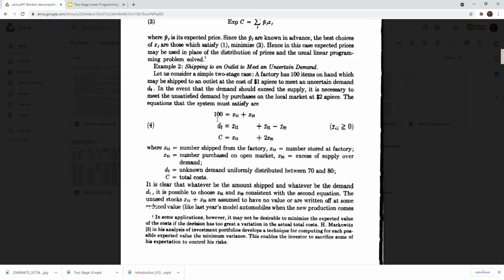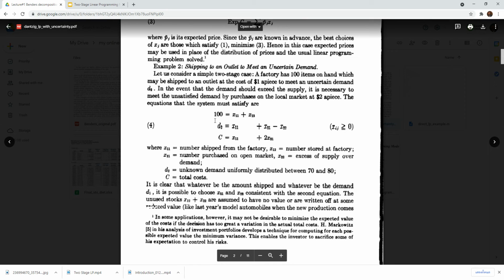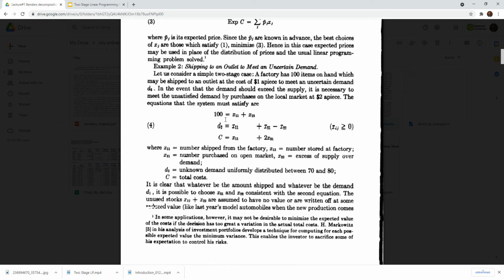The first equation in the set of equations number 4 is 100. Certainly, you know that 100 items is what you already have, the available number of this item in our factory, equal to x sub 1 1 plus x sub 1 2. What is x sub 1 1? X sub 1 1 is the number shipped from the factory, which means we have 100 items here, and this x sub 1 1 is the amount that we will send out of this 100 units to the customer.